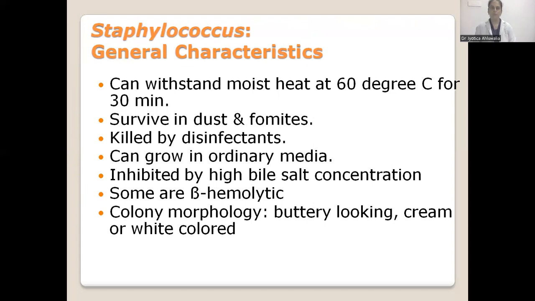They can withstand moist heat at 60 degrees for 30 minutes and can be killed in an hour. They can survive in dust and fomites for weeks and months. They can be killed by disinfectants; mostly the aniline dyes are bactericidal. They can grow in ordinary media. They are inhibited by high bile salt concentration. Some are beta hemolytic, and the morphology in culture is buttery looking, cream or white colored colonies.